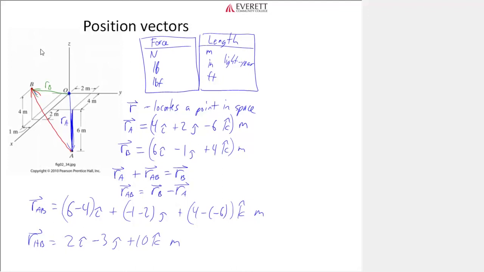A second way to do it is to picture yourself standing at A and walking to B, and only allow yourself to move along the x, y, and z axes. Okay? So we can actually get to that vector directly. So picture yourself at A, and you're walking to B. How far do you go in the x direction?